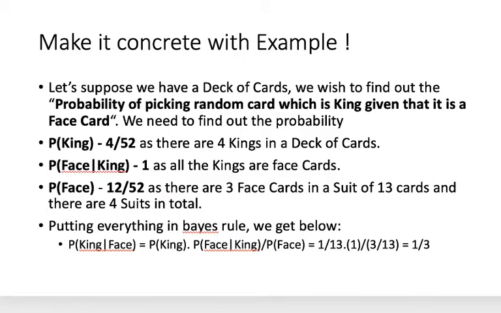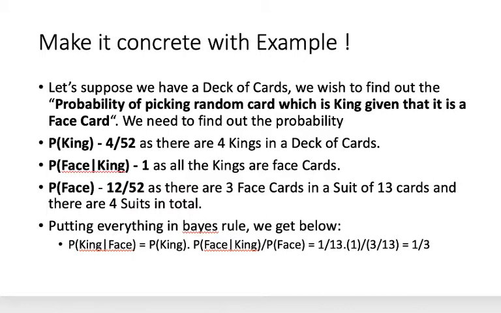And what is the probability of picking a face given that it is a king? Because all the king cards are face cards, so it will be 1. It's deterministic. And what is the probability of face? There are 12 face cards out of 52 cards, so 3 face cards per suit, and there are 4 suits in total.